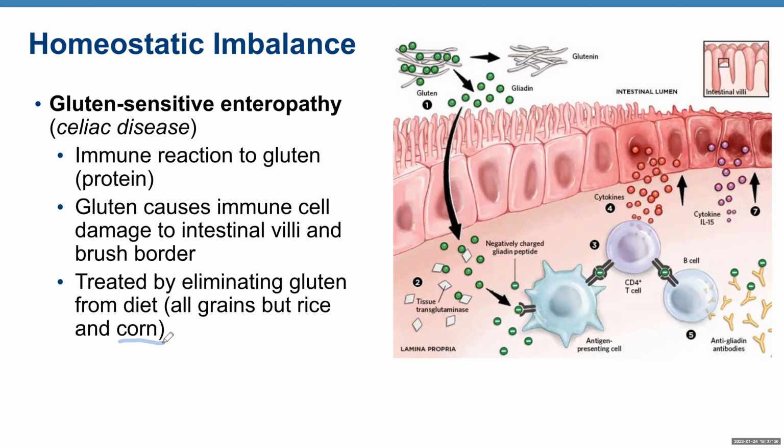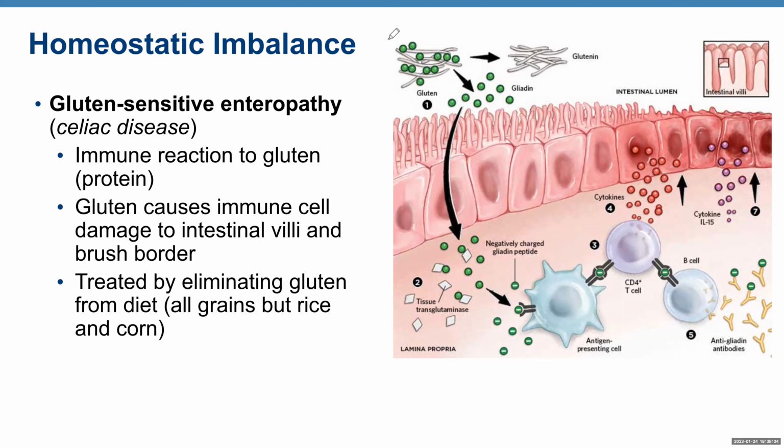So when we eat bread, or when we eat cream of wheat, right? That is wheat. So there will be a protein, gluten, in this product, and some people are sensitive to that protein. Gluten causes immune cell damage to the intestinal villi and brush borders.